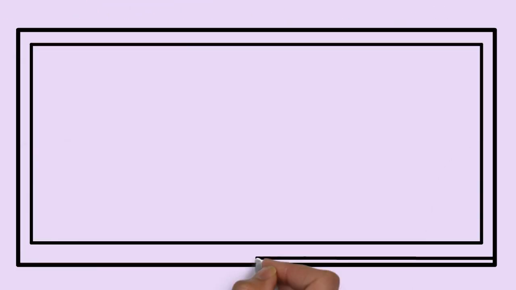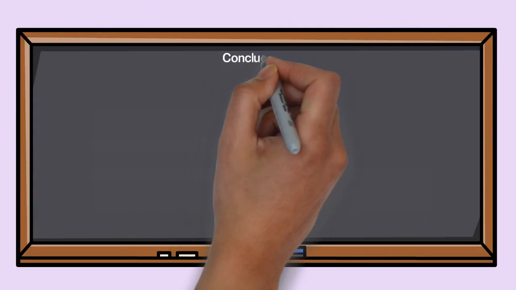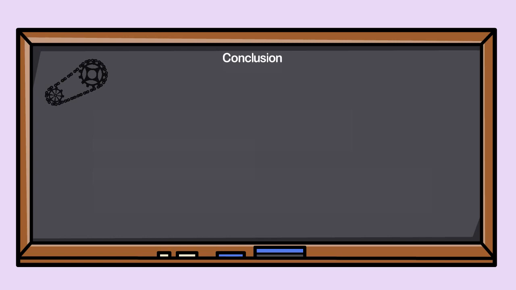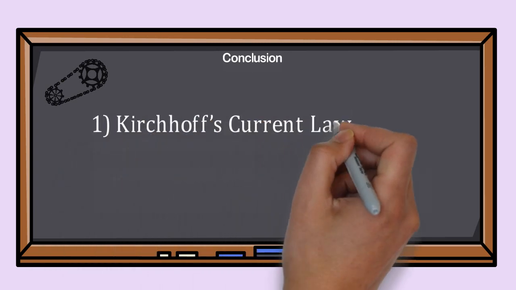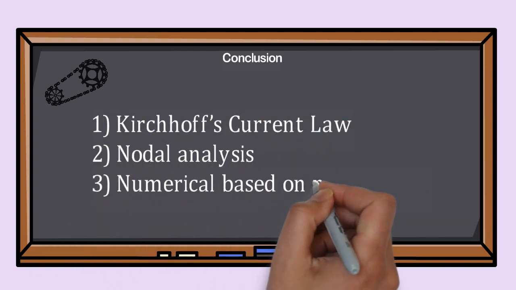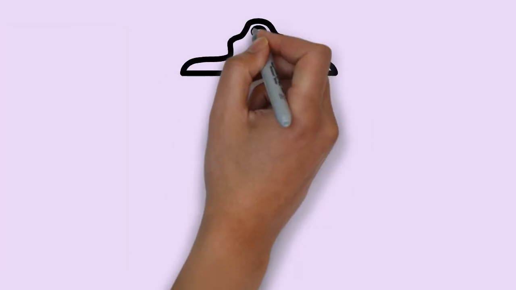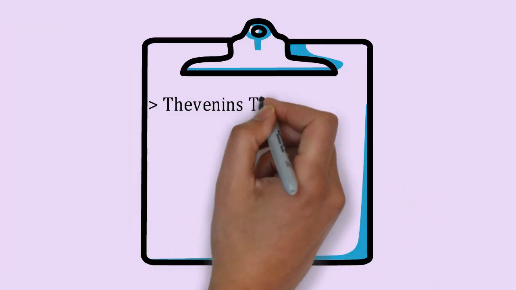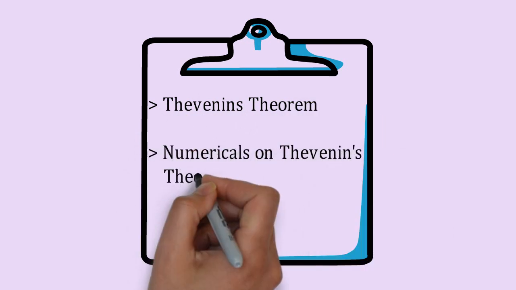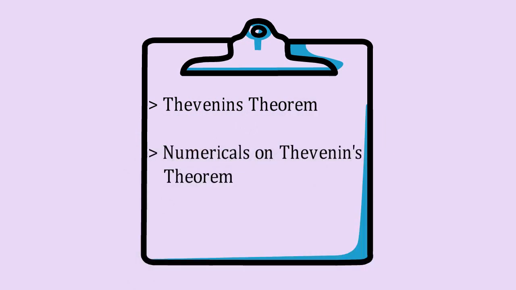After this video, we can conclude what we have gained about Kirchhoff's current law. We have also seen nodal analysis, and we practiced numericals based on nodal analysis and KCL. In the upcoming video, we will see Thevenin's theorem. We'll also solve problems based on Thevenin's theorem.